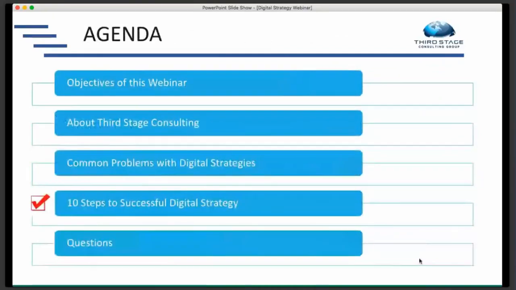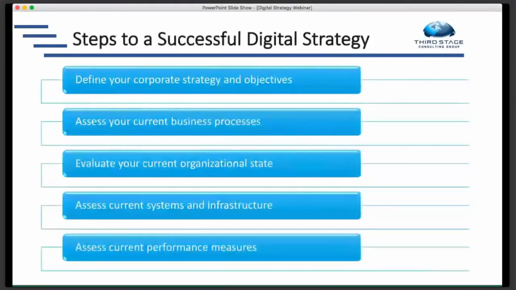So with all that being said as a backdrop, I want to dive into the 10 steps for a successful digital strategy. And this is really the heart of today's presentation: understanding what are the 10 steps that I can take as an organization, whether I'm a CIO, IT manager, CFO, project manager, or even a consultant to the organization, to make this project more successful? There's really 10 steps here, and I'm going to walk through each of these one by one. I'll let you glance through this slide. These are the first 5, but you start by defining your corporate strategy objectives.